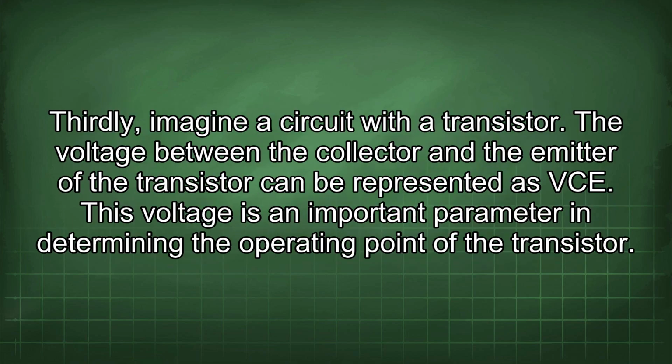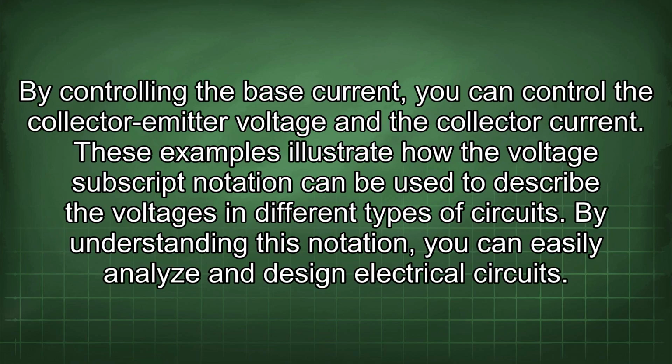Thirdly, imagine a circuit with a transistor. The voltage between the collector and the emitter of the transistor can be represented as Vc. This voltage is an important parameter in determining the operating point of the transistor. By controlling the base current, you can control the collector emitter voltage and the collector current. These examples illustrate how the voltage subscript notation can be used to describe the voltages in different types of circuits. By understanding this notation, you can easily analyze and design electrical circuits.